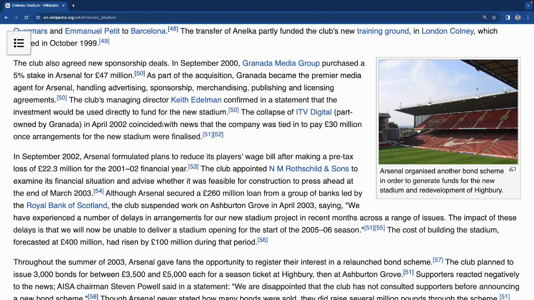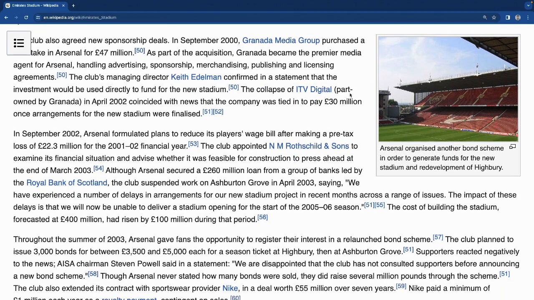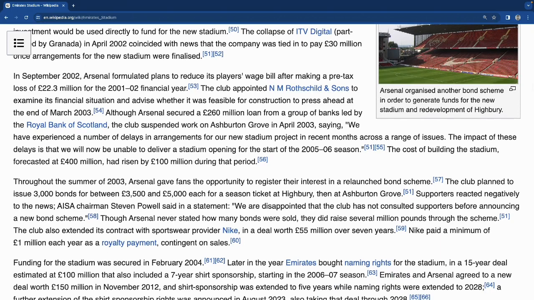Investment will be used directly to fund the new stadium. Collapse of ITV, part owned by Granada in April 2002, coincided with news that the company was tied to paying 30 million once arrangement for new stadium was finalized. So, here's another problem. Okay, the company wanted to reduce their payments.